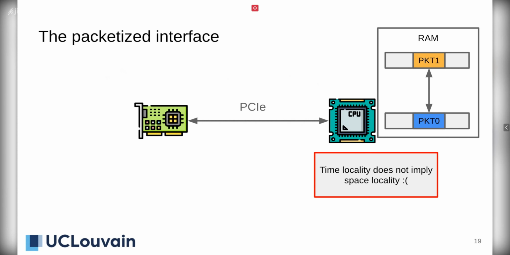Imagine that we first receive the blue packet, which goes to one buffer, and then we receive the orange packet, which goes to another buffer. We have no guarantee in practice that the two buffers will be close to each other in memory. It means that in practice, time locality of packets does not imply space locality. So this interface is not efficient from a cache perspective, because if I need to process a batch of packets, I will need to jump all around memory to receive and process those packets. So this is not efficient.